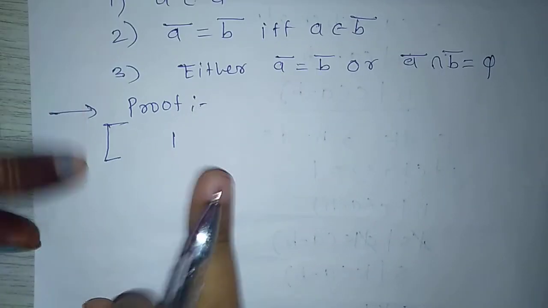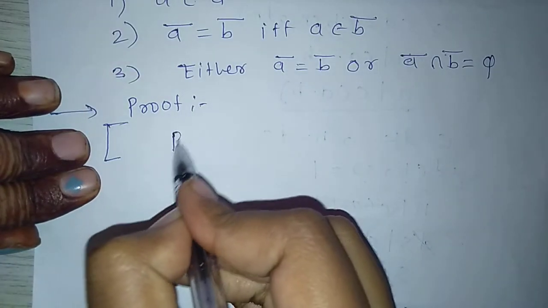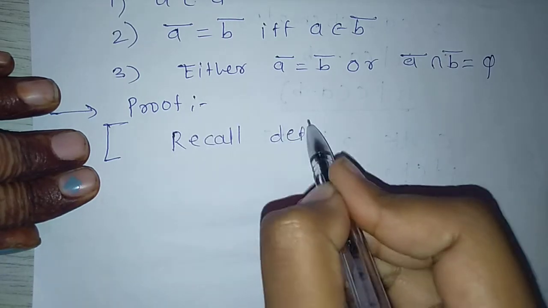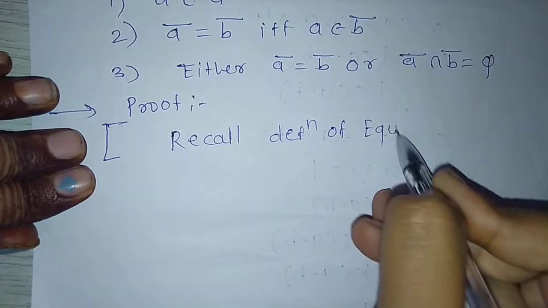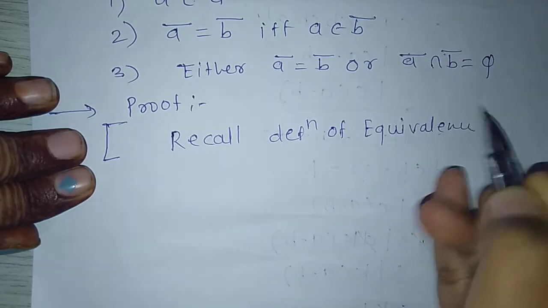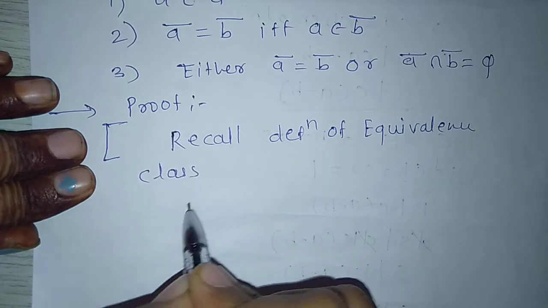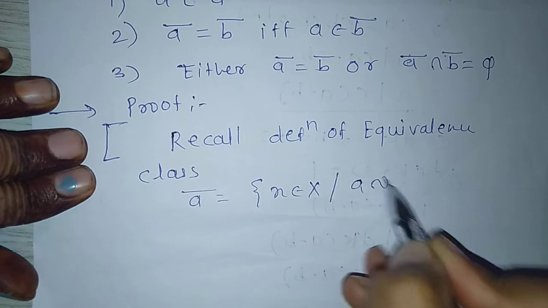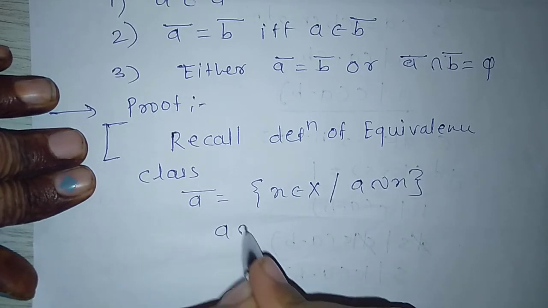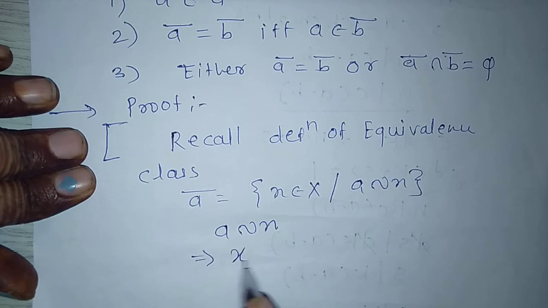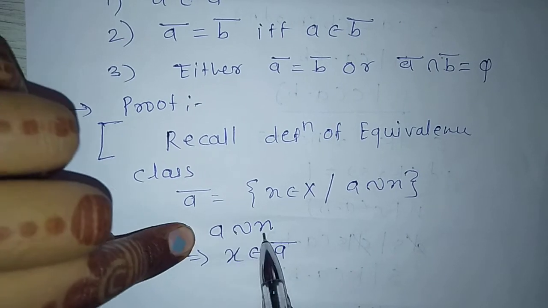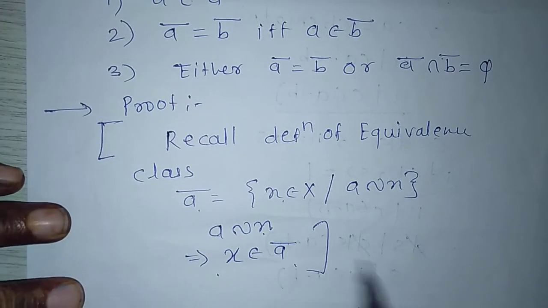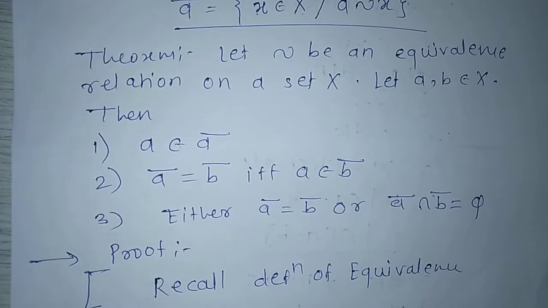This is not our proof, only for your understanding. Recall the definition of equivalence class: a bar equals the set of x belonging to X such that a is related to x, and if a is related to x, which implies x belongs to a bar. a related to x means x belongs to this set a bar. Now we start our proof of this theorem.